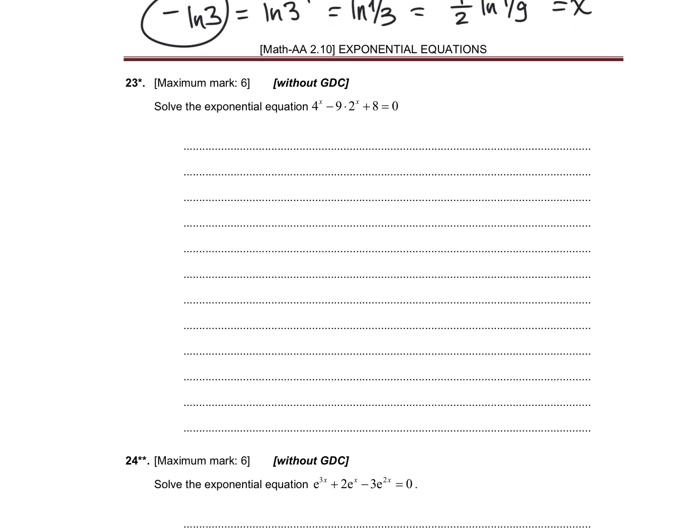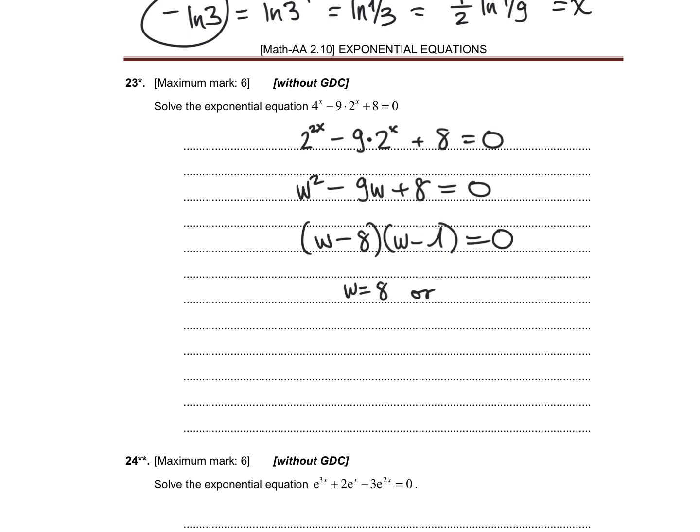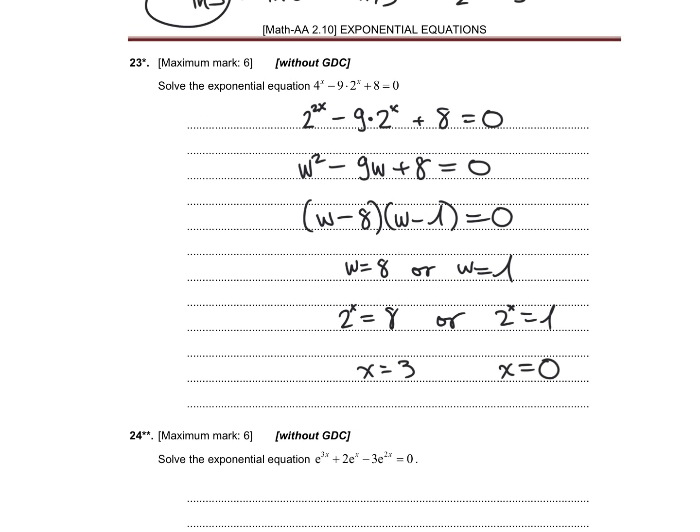Okay, this one's a hidden quadratic for sure. So 2^(2x) minus 9 times 2^x plus 8 equals 0. This is w squared minus 9w plus 8. So (w minus 8)(w minus 1). And we have w equals 8 or w equals 1. But w is 2^x. So x is 3 or x is 0. That works.